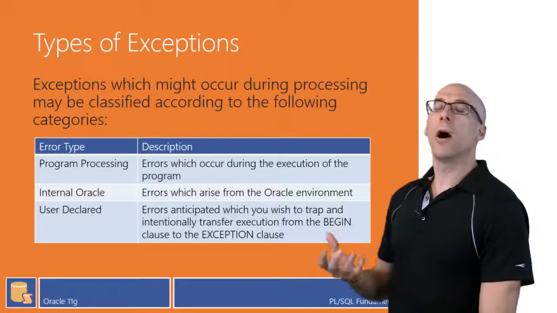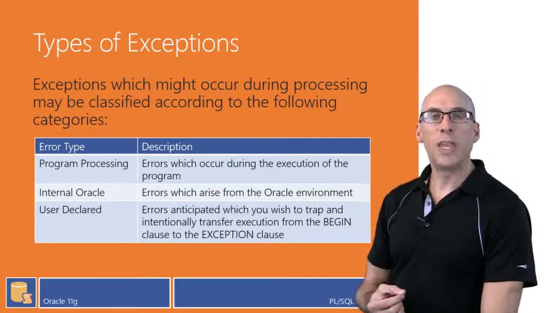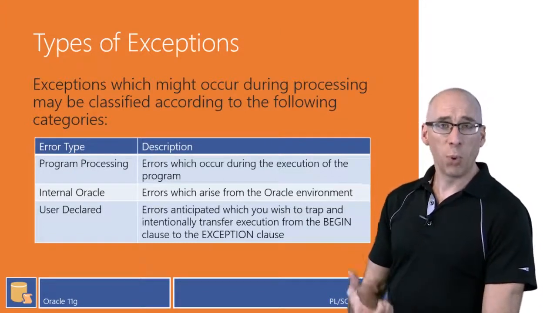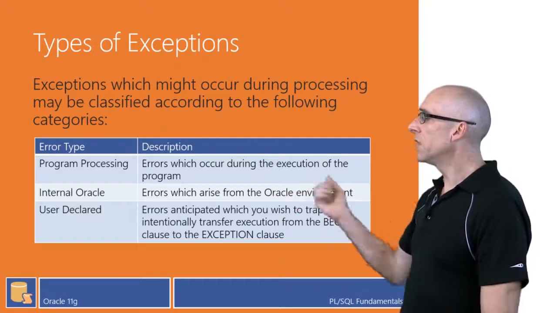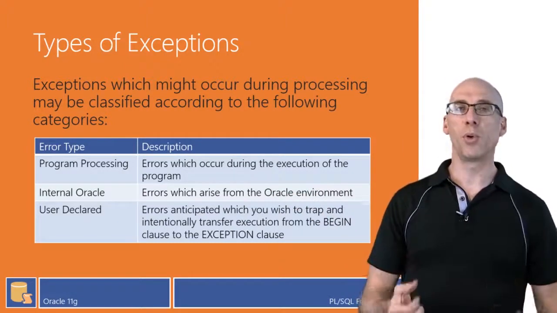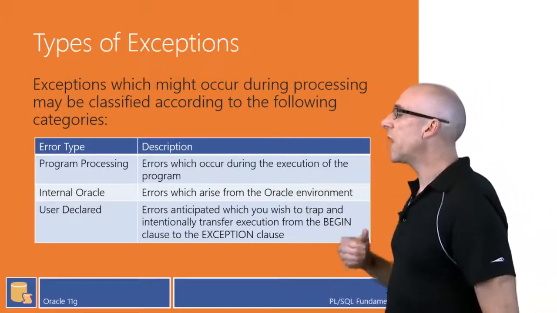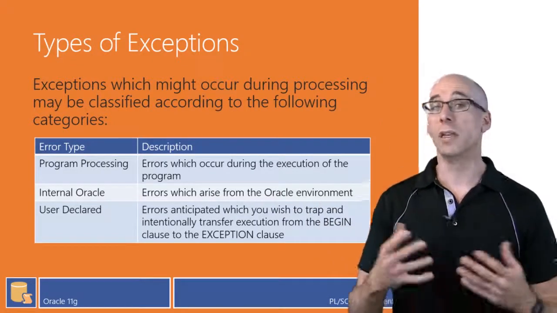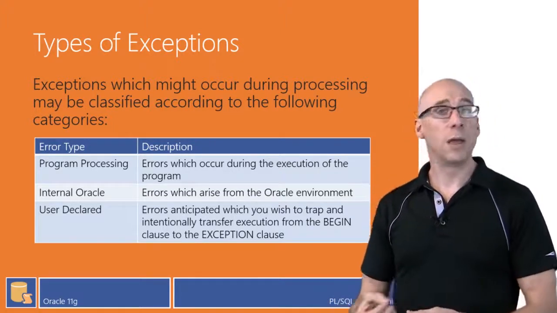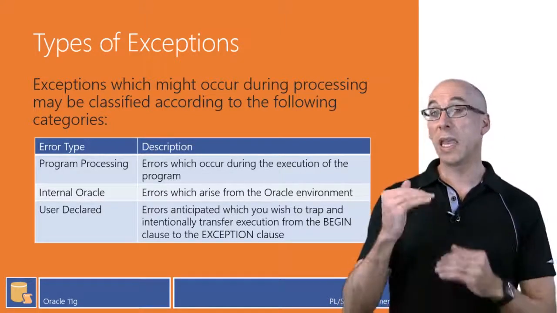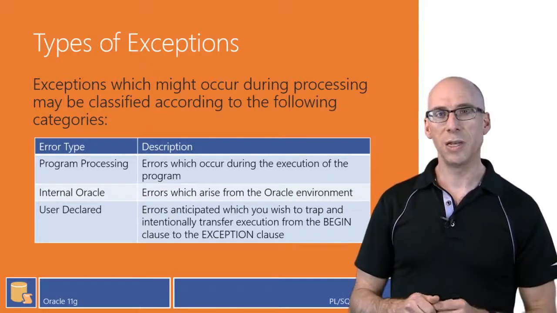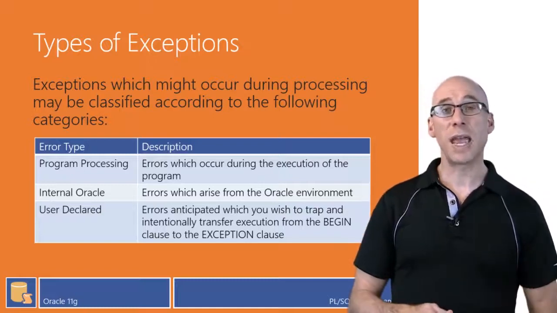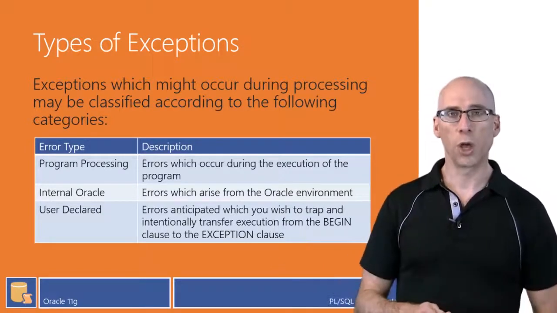So what are the different types of exceptions that we can encounter within our PL SQL code? Like I said before, this is very important for us to understand. The first thing that we have is any type of program processing. So as you can see, these are errors which occur during the execution of our program. Now this could be something like a divide by zero, or there's no data. Maybe we have a case statement, but we never put that else in, and so it never triggered any of the options within that case. These are all exceptions that can be triggered within our PL SQL code.